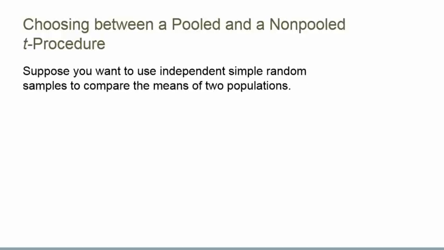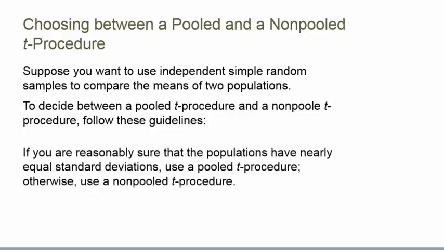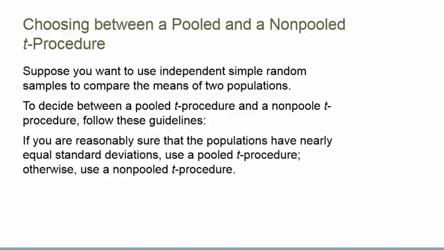Choosing between a pooled and non-pooled t-procedure. Suppose you want to use independent simple random samples to compare the means of two populations. To decide between a pooled t-procedure and a non-pooled t-procedure, follow these guidelines. If you are reasonably sure that the populations have nearly equal standard deviations, use a pooled t-procedure. Otherwise, use a non-pooled t-procedure.